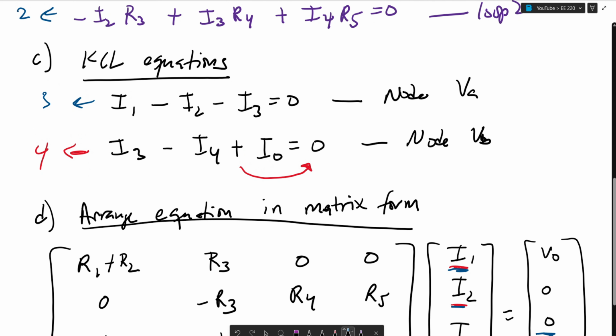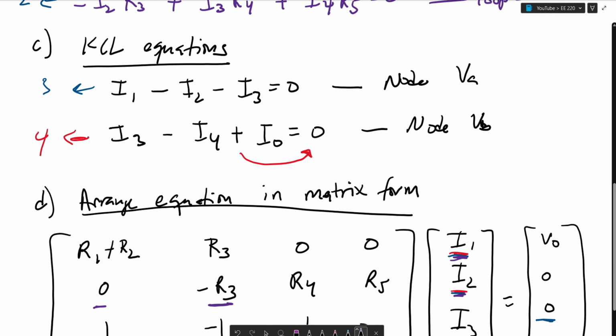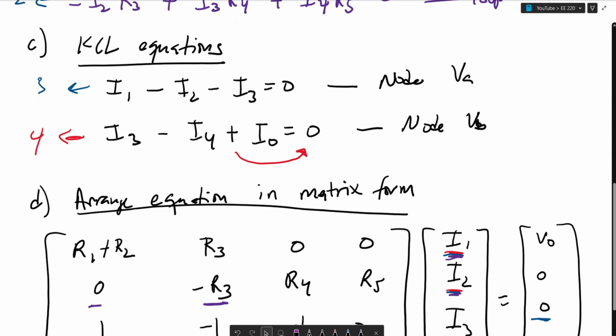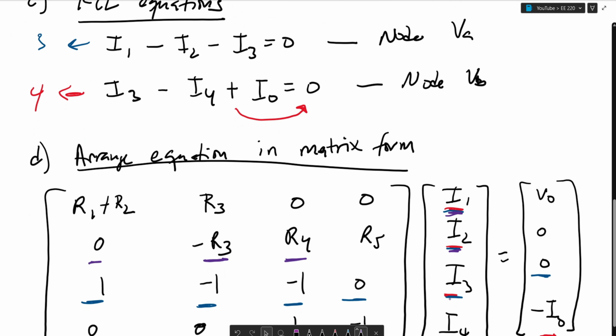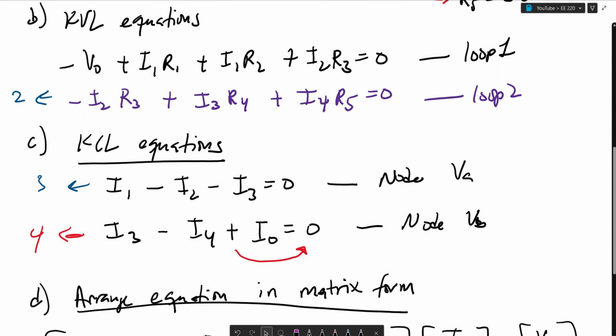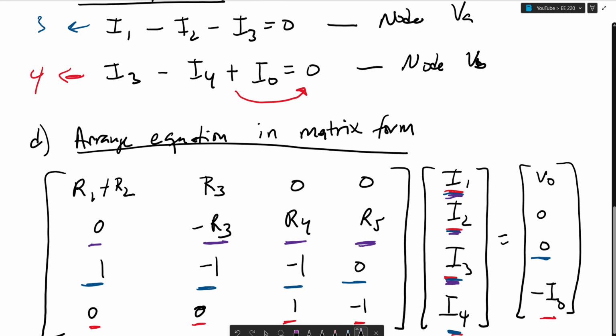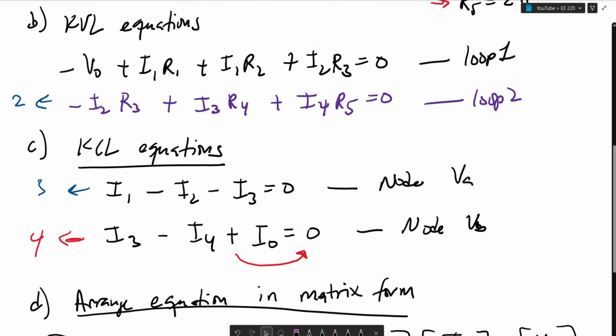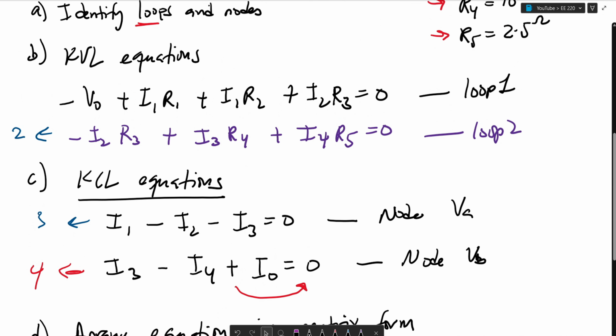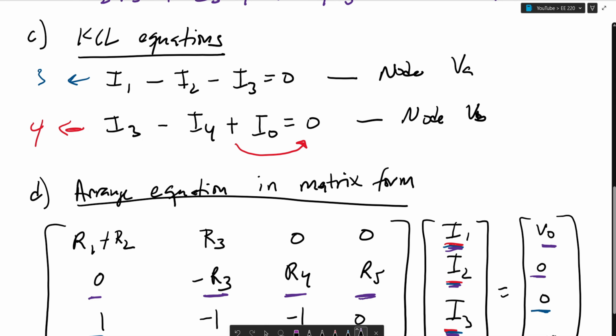Let me change colors here. Maybe I'll do purple. 0 times I1, negative R3 times I2, R plus R4 times I3, and then plus R5 times I4 is equal to 0. And the same thing, I'll let the viewers decipher this one. Again, you move this VO to the other side, and that's where we get this VO from.